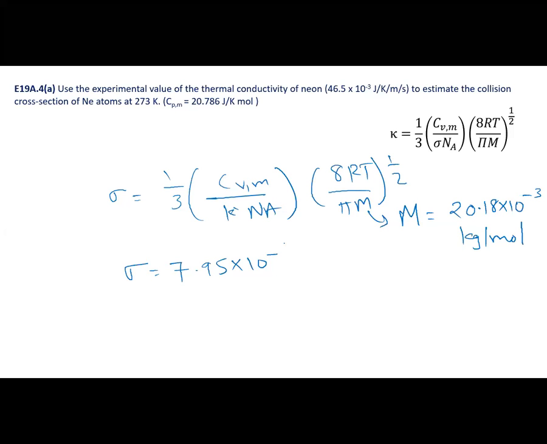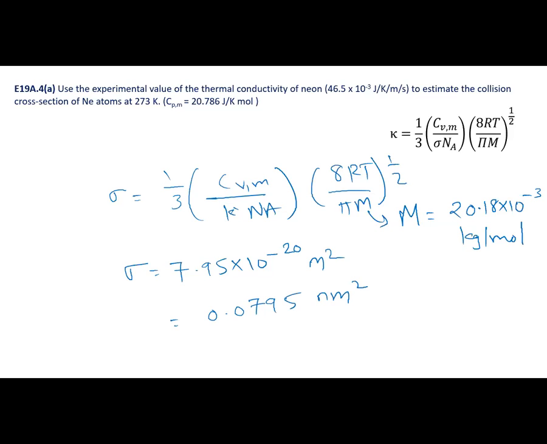So the answer is 7.95 times 10 power negative 20 meter square, or you could say it's 0.0795 nanometer square. So that's the collision cross section of neon.